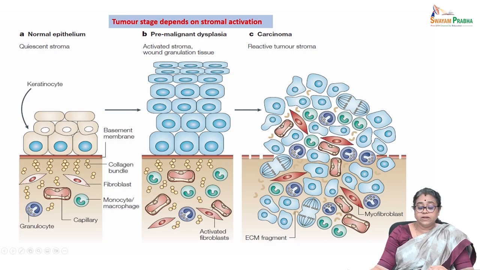These activated fibroblasts are going to be secreting pro-inflammatory cytokines, and there are a lot more changes happening, which we will be discussing subsequently. The stroma becomes reactive in nature. When the stroma is reactive, you can see a rapid proliferation of a lot of cells. You have a lot of new angiogenesis happening, that is, new blood capillaries are formed here, and you have a lot of immune cells which are dividing, and a lot of pro-inflammatory cytokines being released. There is a breach in the basement membrane, and cells are coming and invading into the stroma. Therefore, the stage of the tumor basically depends upon how much the stroma has got activated.